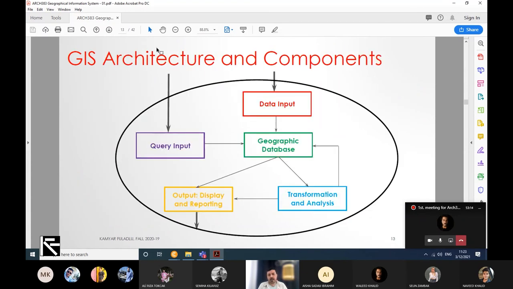As an architecture, as components, if you want to make it a diagram, again, we have some data input. We put it inside the storage, database or data set. A day after, we go and call them, retrieve them. We write a query, we retrieve them. We start to transform, analyze them, process over them, and we have a result, or output, or report, or display. This is the diagram.